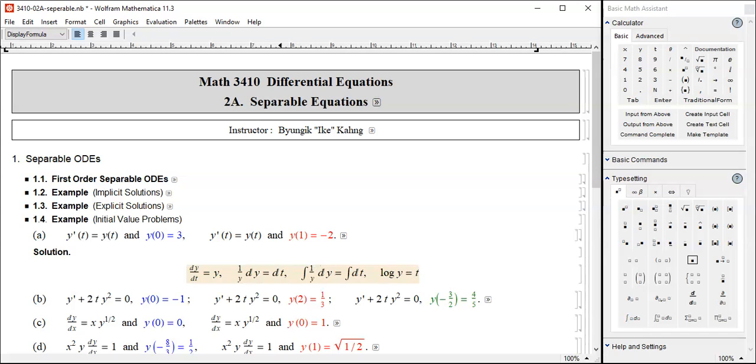Log of y is equal to t plus c, so y is equal to e to the t plus c. But we can separate it, right? e to the t power times e to the c power, and consequently we are going to get some constant times e to the t power like this.